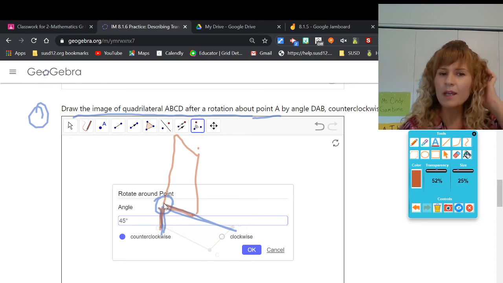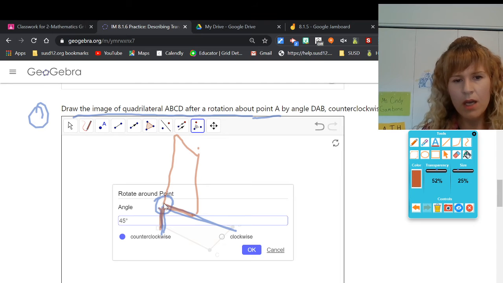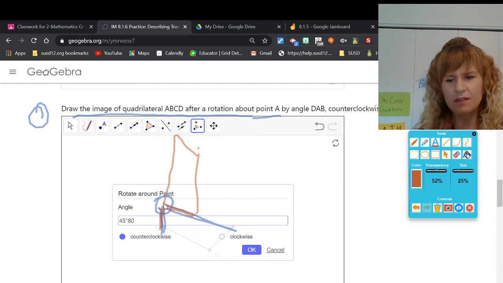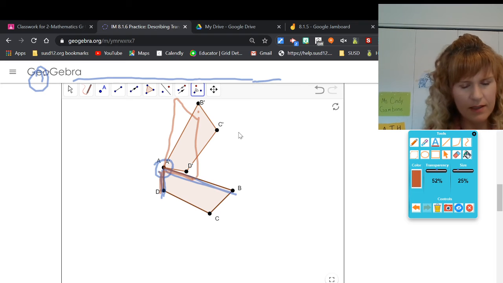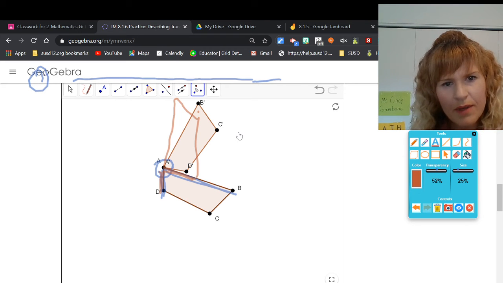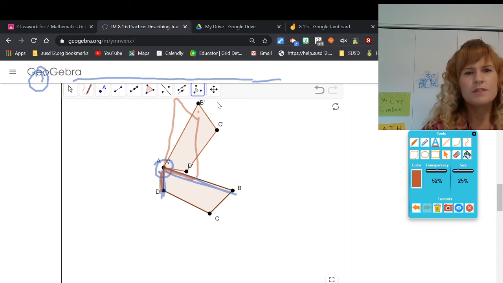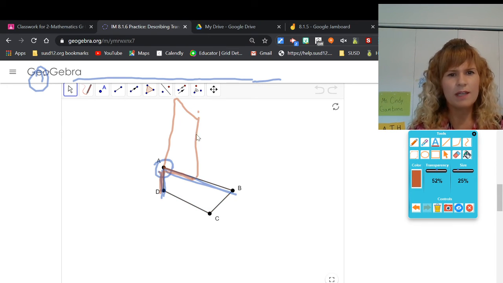Now, I don't know what angle that is. I'm just going to take a guess. 80 degrees? I'm not sure. I'm just guessing. Look at that. It's close. It went a little too far because line segment A prime D prime is not on line segment AB. So that was a little too far. Let me try it again.